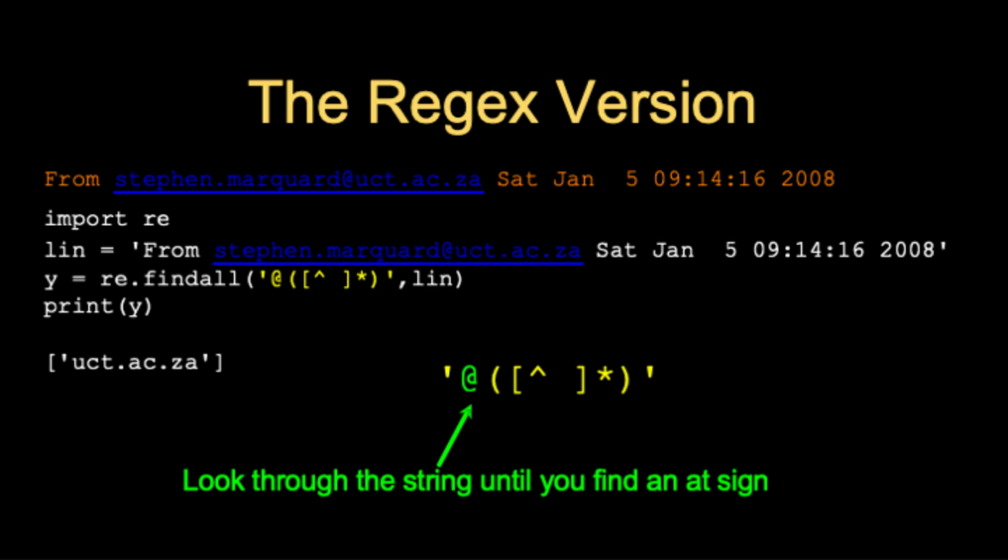Now let's accomplish the same task, extracting the domain, using a single regular expression. The pattern @([^ ]*) is elegant and direct. Let's break it down. It looks for an @ symbol. The parentheses mean extract what matches inside here. Inside we have [^ ], where the brackets with the caret mean match any character that is not a space. The asterisk means 0 or more of these. So the entire pattern means find an @, then extract the sequence of 0 or more non-space characters that follow it. This yields the domain uct.ac.za.